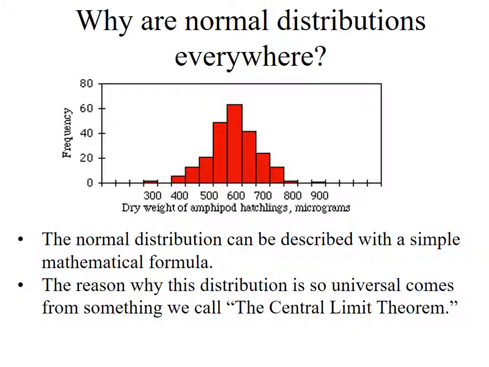So, why are normal distributions everywhere? Why does this happen all the time? Why is this a law of nature written into the very fabric of the universe that we find describing galaxies and molecules and everything in between? The reason why this happens is something we mathematicians call the central limit theorem.